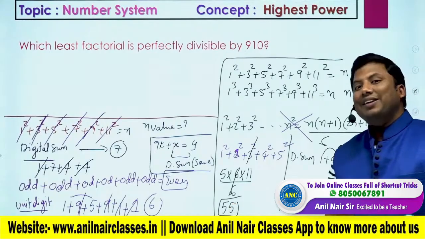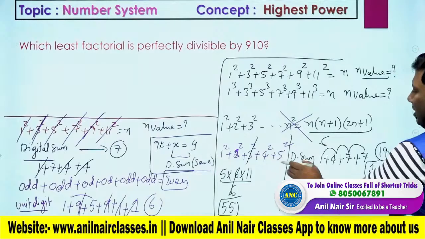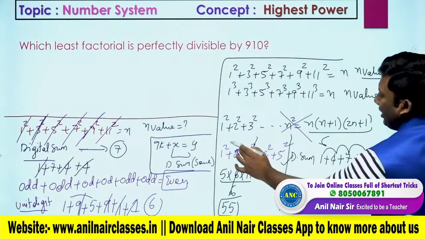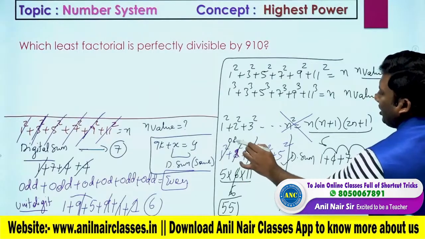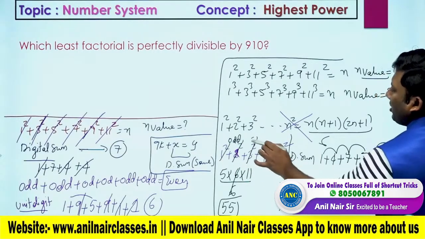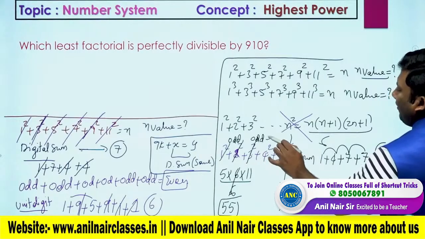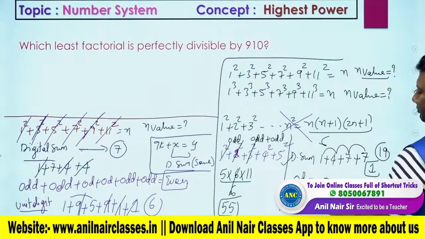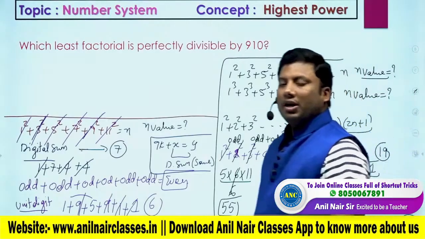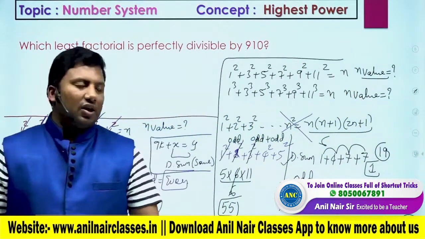5 plus 5 is 10. What is the digital sum? 1. Digital sum 1. Next, it is an odd number. Even number. Odd plus even is odd. Odd plus even is odd. 5 is an odd number. Odd plus odd plus odd, the answer should be an odd number. 55 is an odd number.